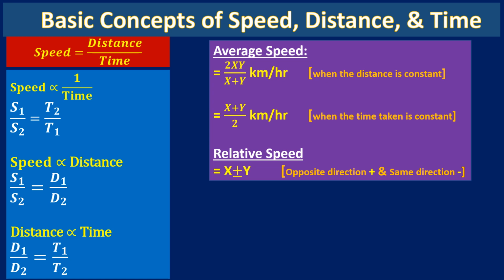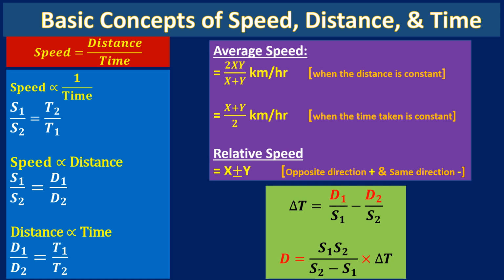The total difference in time for two journeys for two different speeds for traveling certain distances is del t equals d1 by s1 minus d2 by s2. When the total difference in time for two journeys and two different speeds for traveling certain distances is given, the distance d is equal to s1 s2 divided by s2 minus s1 into del t.